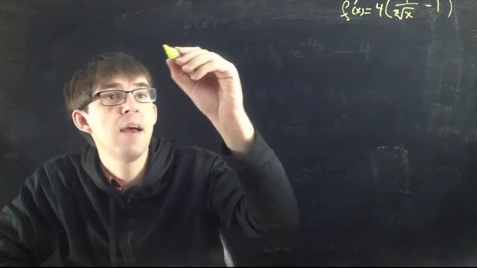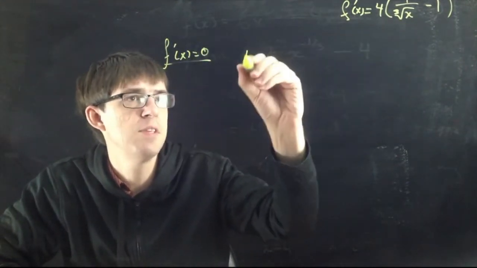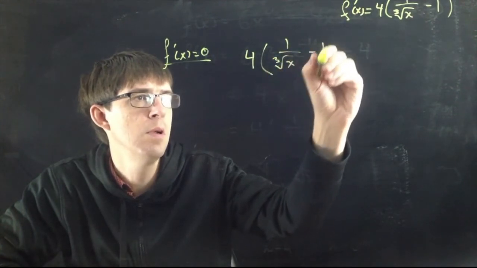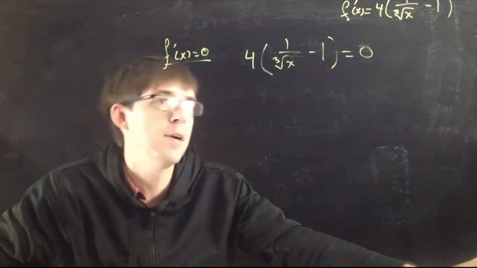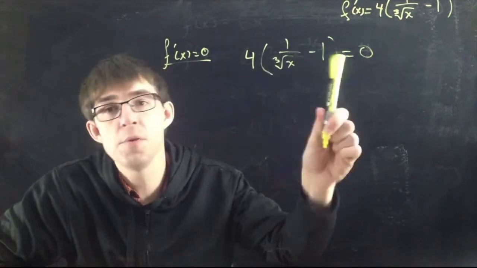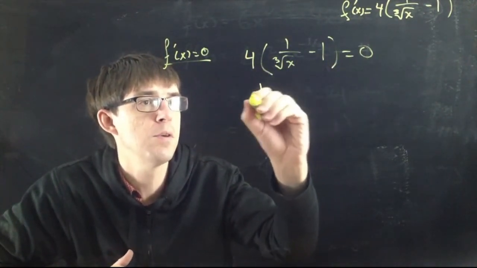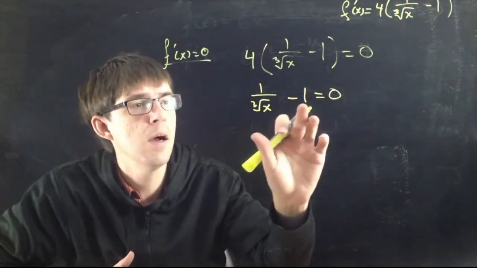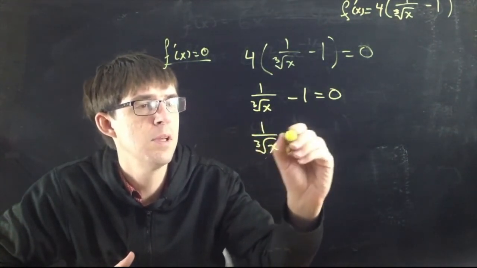All right, first let's set that equal to 0. F prime of x equals 0. This means I just set this equal to 0. 4 times 1 over cube root x minus 1 equals 0. All right, can we solve for x here? Yeah, I think so. First of all, we can divide both sides by 4, and the 4 just goes away because 0 divided by 4 is still 0. So I got 1 over cube root x minus 1 equals 0. Okay, let's add the 1 over to that side to get the x by itself. 1 over cube root x equals 1.